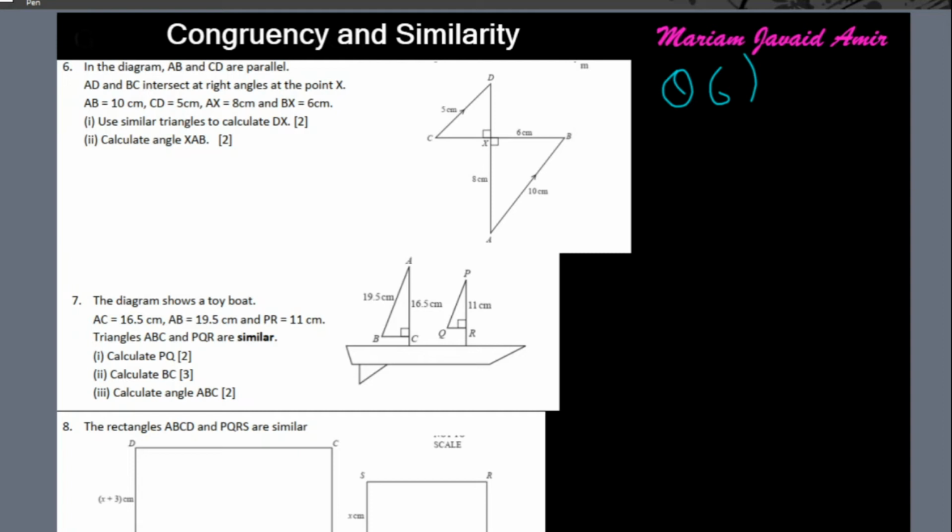Okay, so we're given certain lengths, use similar triangles to find dx. So this triangle is similar to this triangle. How do we know that? Because when two triangles are similar, all their angles are equal.